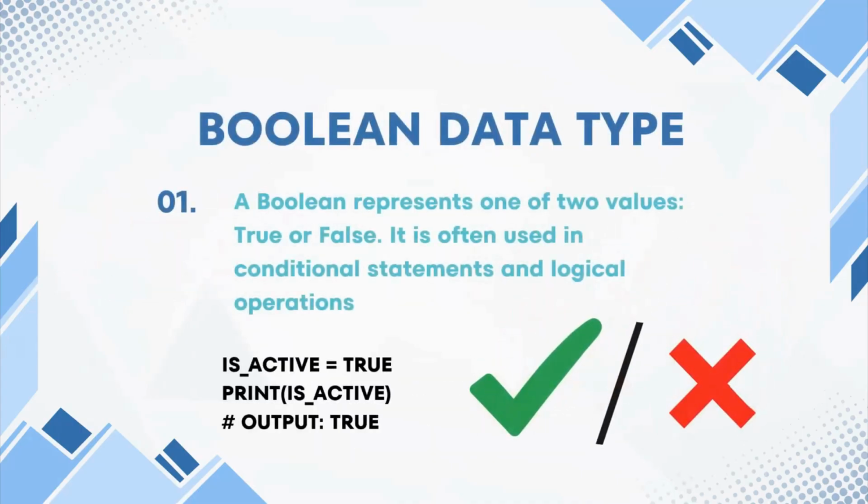Then, the next data type is the Boolean data type. In numerical data, we have covered that it has three parts: integer, float, and complex. Likewise, we have one more data type, the Boolean data type. Boolean data types will give you either a true value or a false value. Boolean represents one of two values, true or false. It is often used in conditional statements and logical operations. is_active = True, print is_active, output is True.